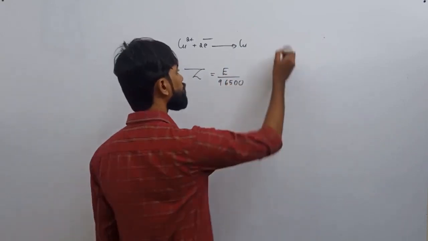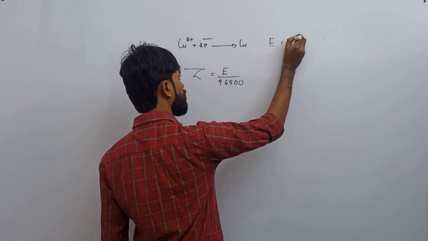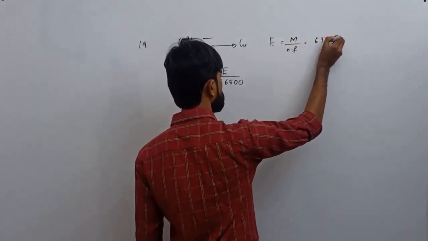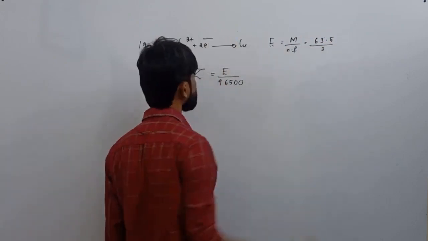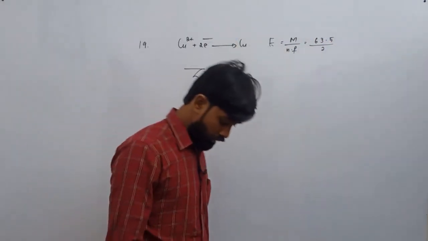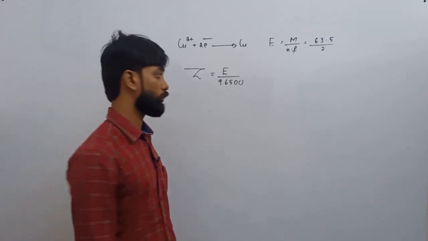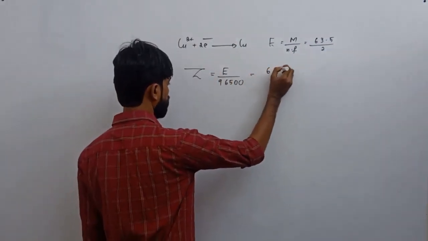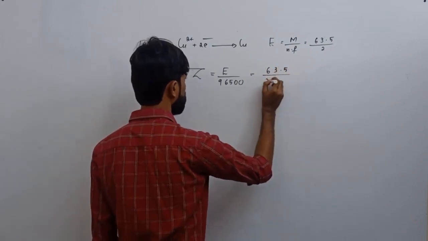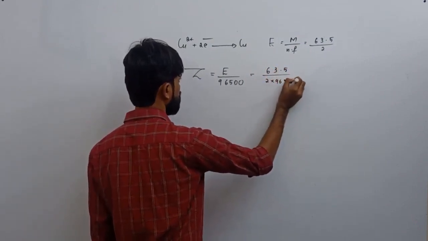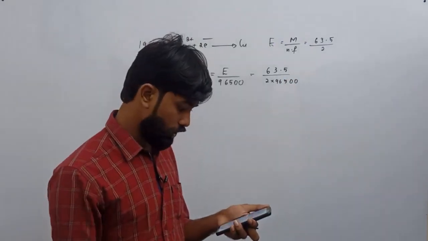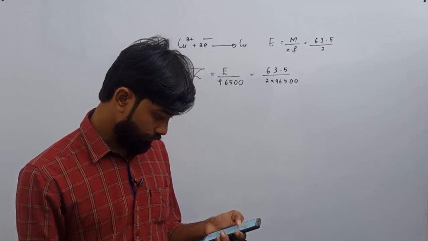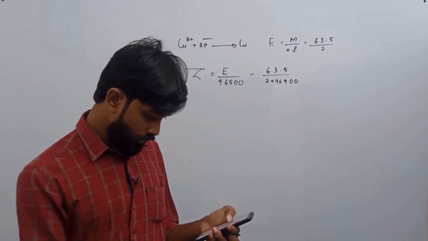Okay. So here, the equivalent mass of copper, we know that the molar mass divided by N factor will be the equivalent mass. Molar mass is 63.5, and since it is a dipositive cation, N factor is 2. So what will be the answer? 63.5 divided by 2 into 96500. Okay, I think the choice is 2. Ready?